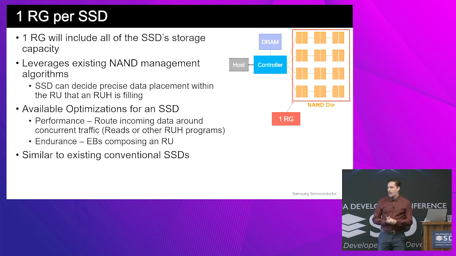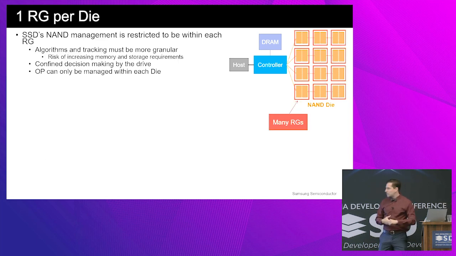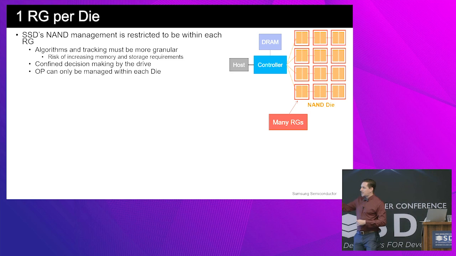We generally have, as vendors, various optimizations we continue to take advantage of. That goes for performance, but we do the same thing for endurance. So we'll shift erase blocks around and use various erase blocks composing different RUs. So this is something that as vendors we have a lot of experience with, and we have to do this every generation. Looking at the other extreme here, I put up 1 RG per die, which is sometimes discussed.